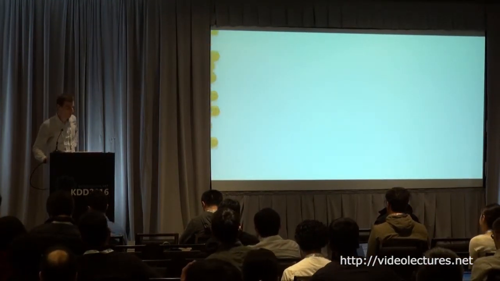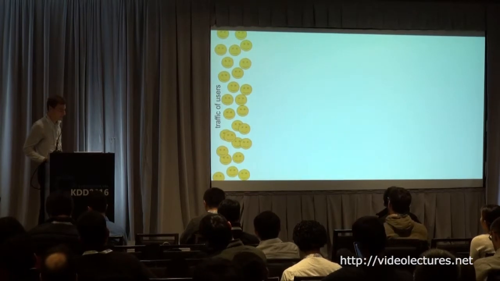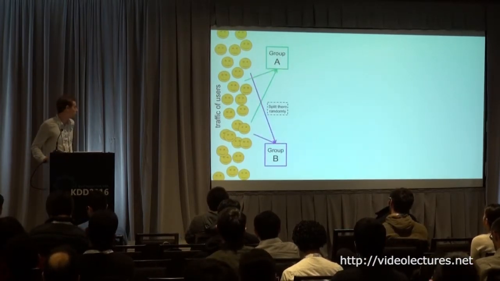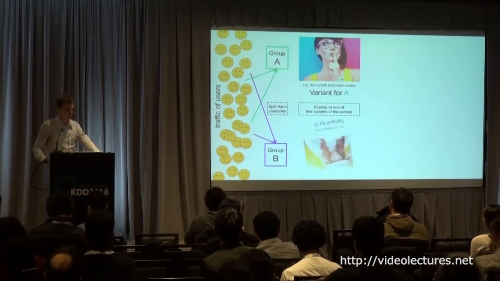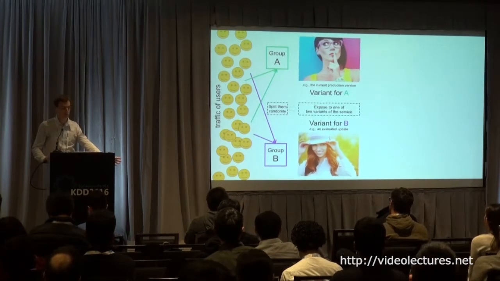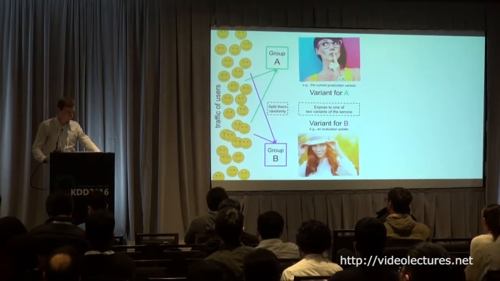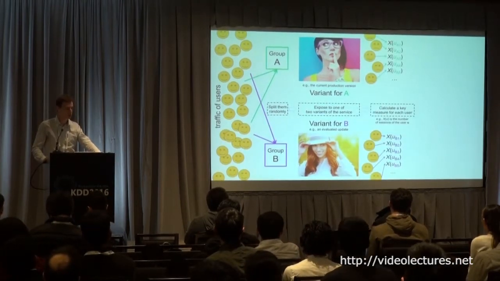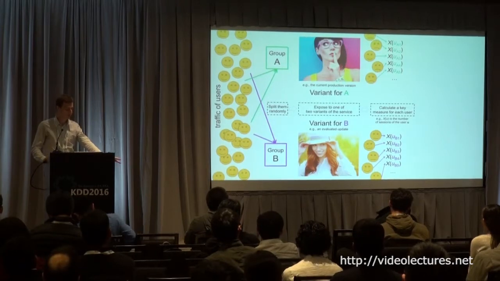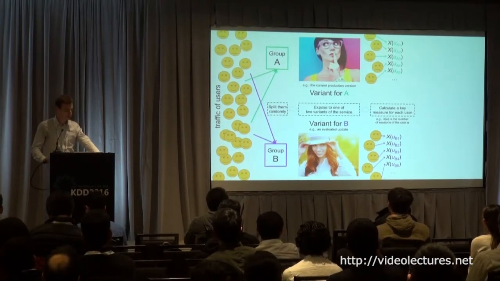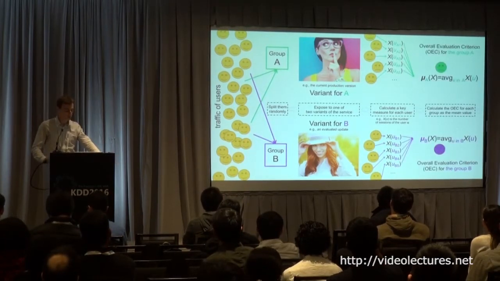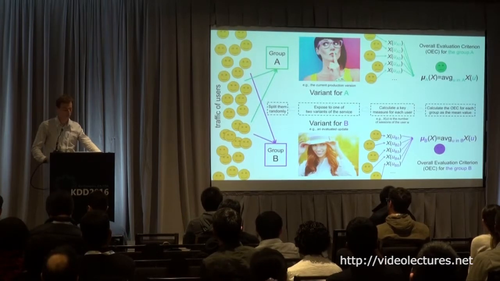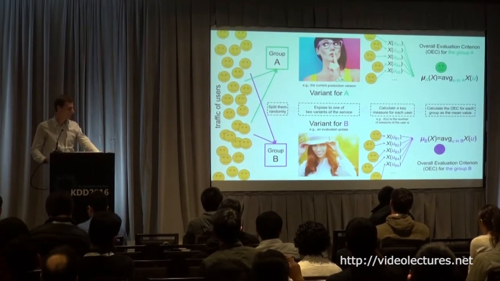So there are some users of a web service. First, we split them randomly into two groups. Second, we expose them to one of two variants of the service, for example, the current production version or its update. Then we calculate a key metric for each experimental unit. For instance, we calculate the number of sessions for each user. And finally, we calculate the overall evaluation criterion for each group as the mean value, obtaining, for instance, the sessions per user metric.